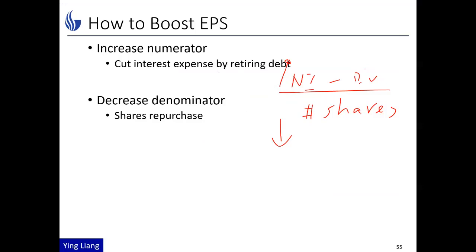All right, so this is for earnings per share. I hope you have a good understanding of how we calculate EPS, how to calculate basic, how to calculate diluted, as well as how businesses deal with boosting up EPS.